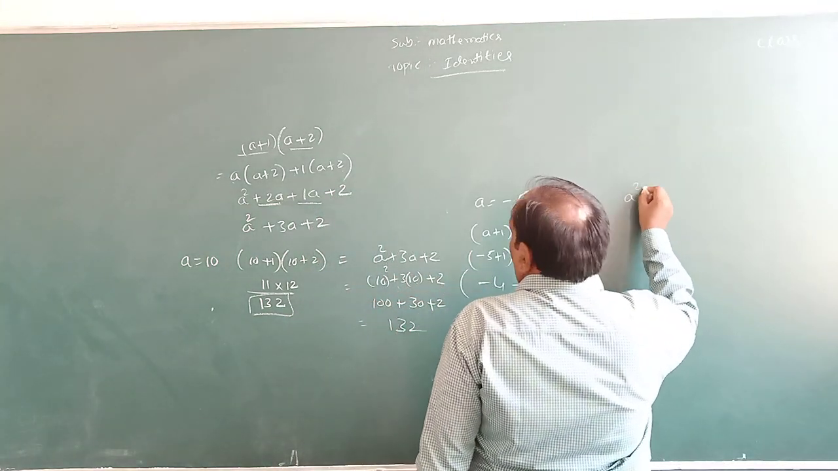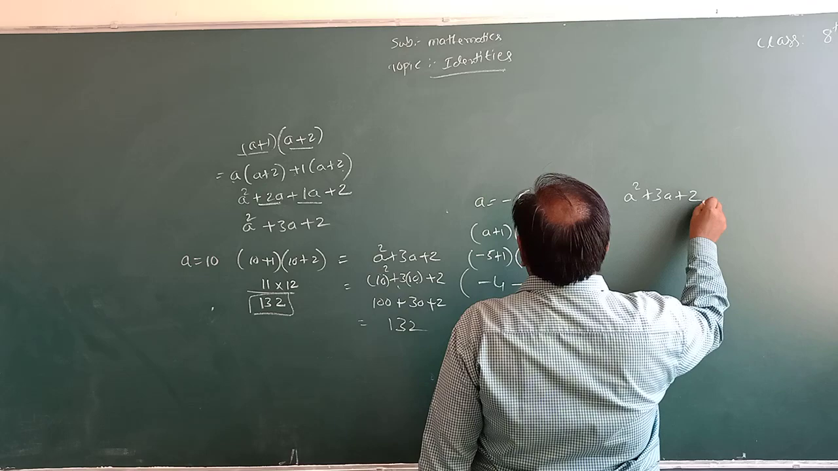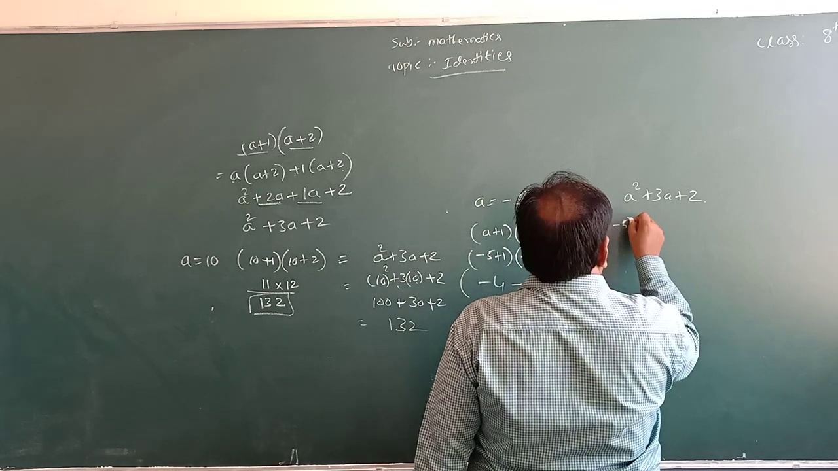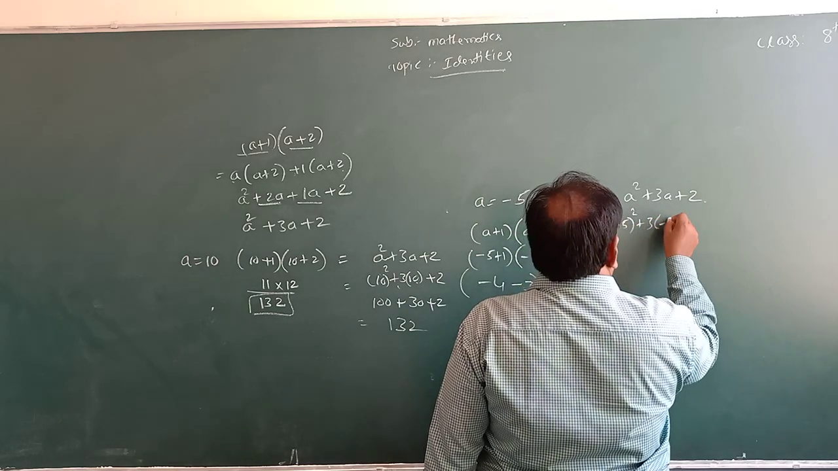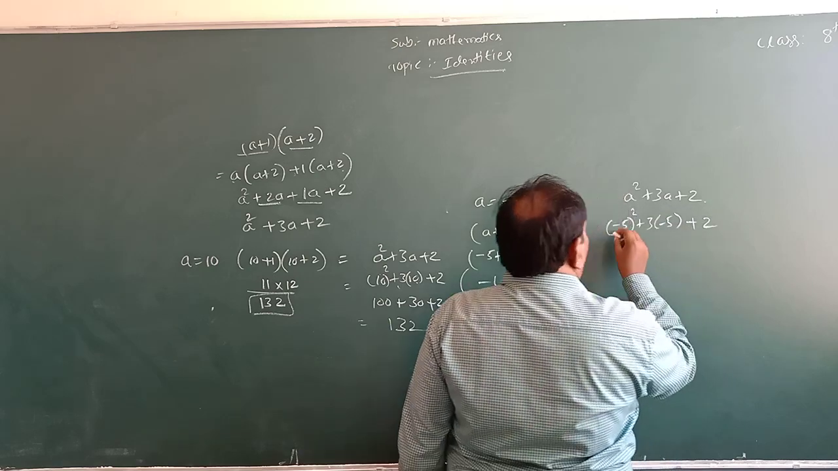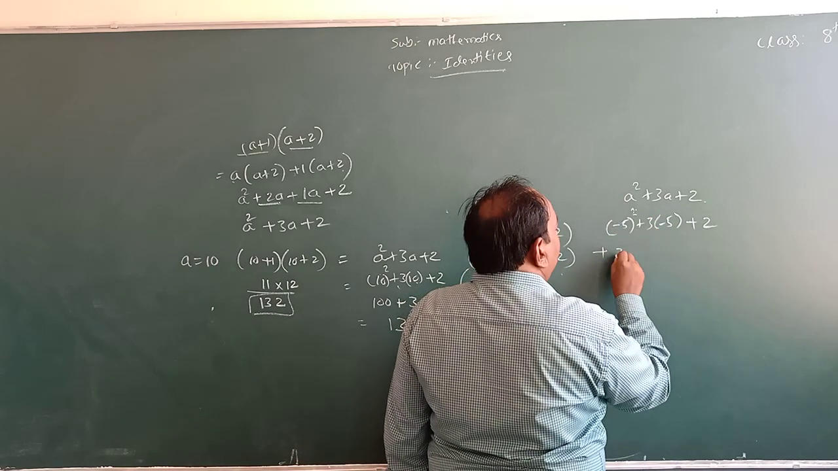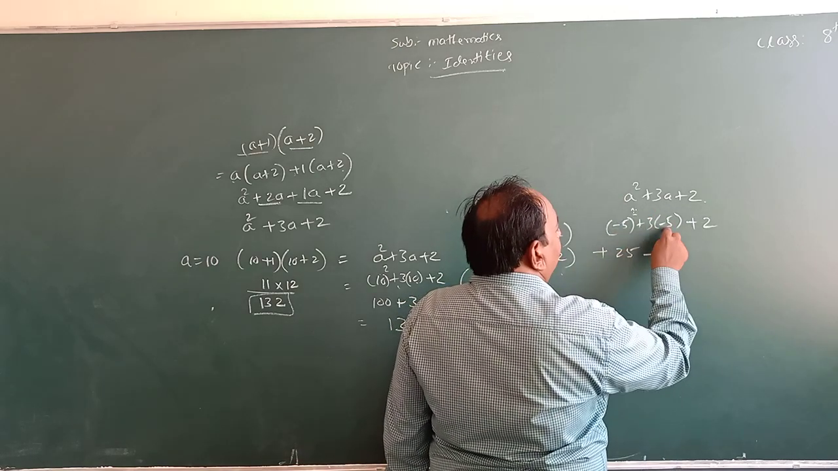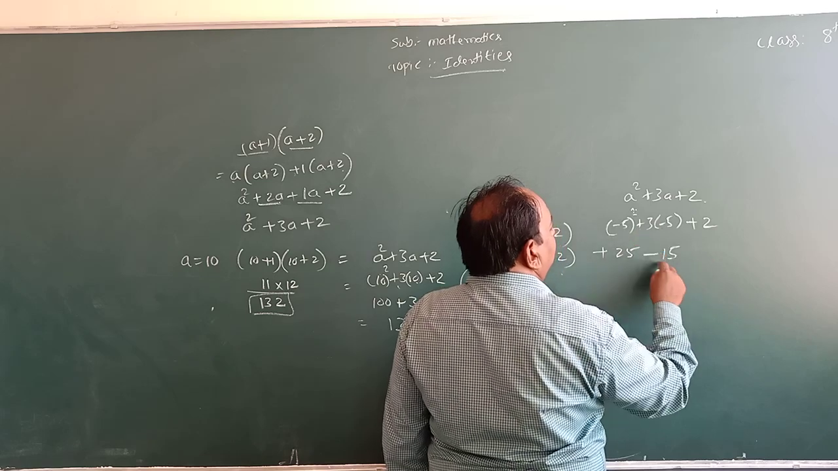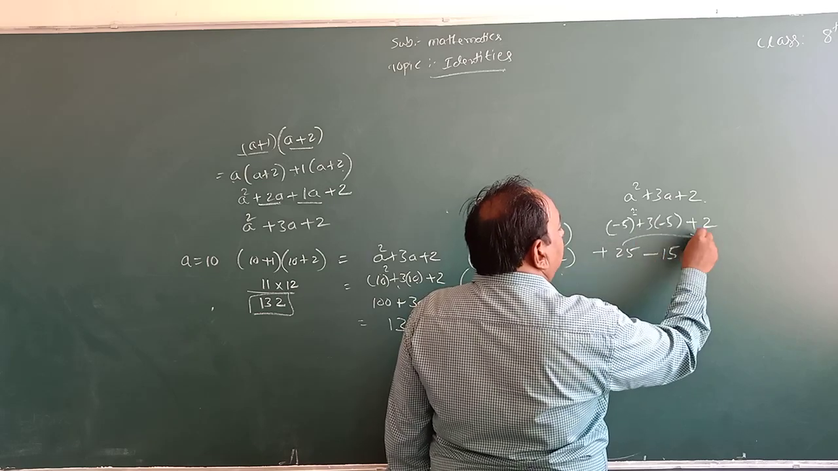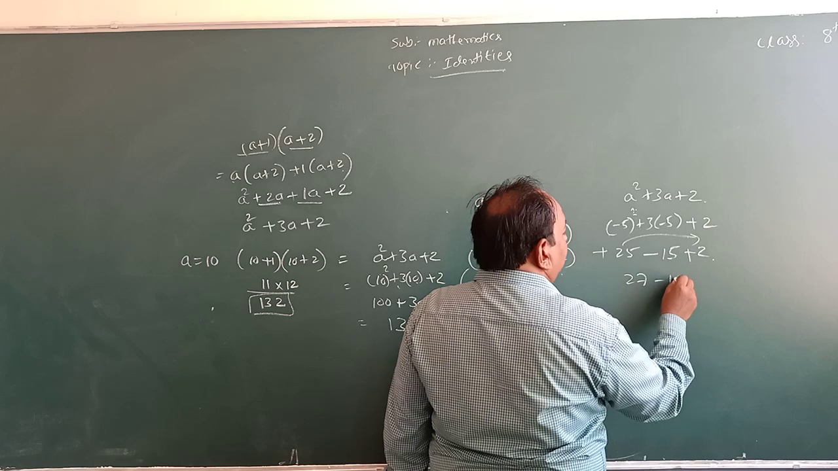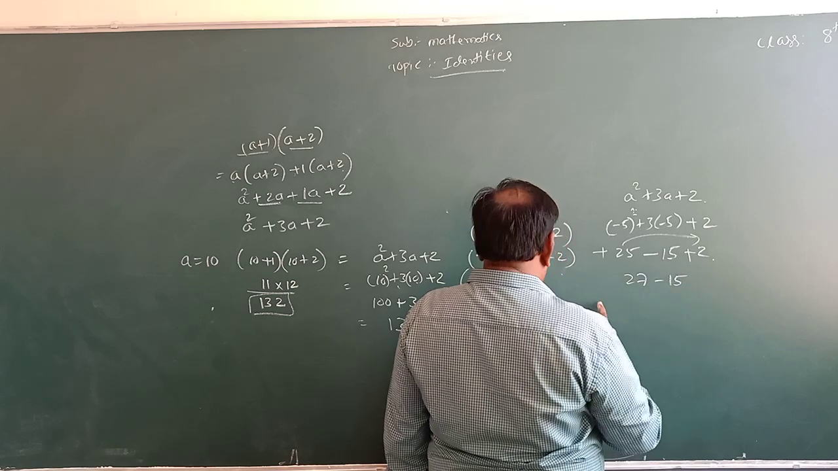Now the product a square plus 3a plus 2. A is minus 5 whole square, 3 into minus 5, plus 2. Minus into minus is plus, 5 5s are 25. Plus into minus is minus, 5 3s are 15, plus 2. 25 plus 2 is 27, minus 15.